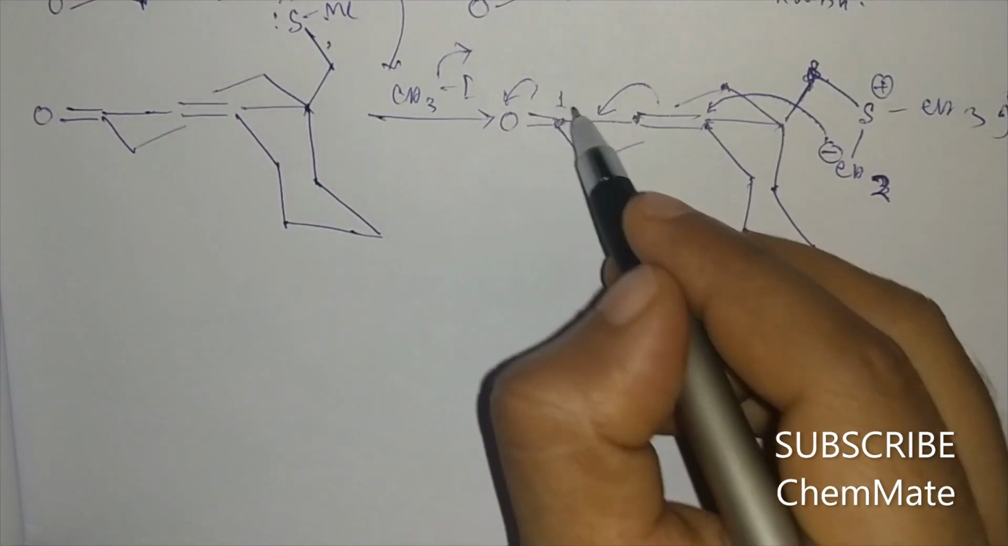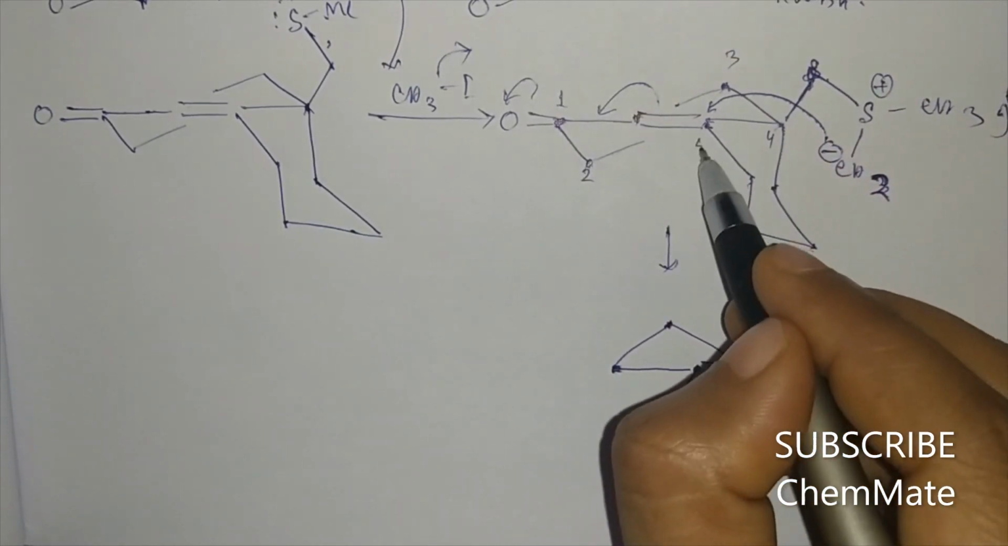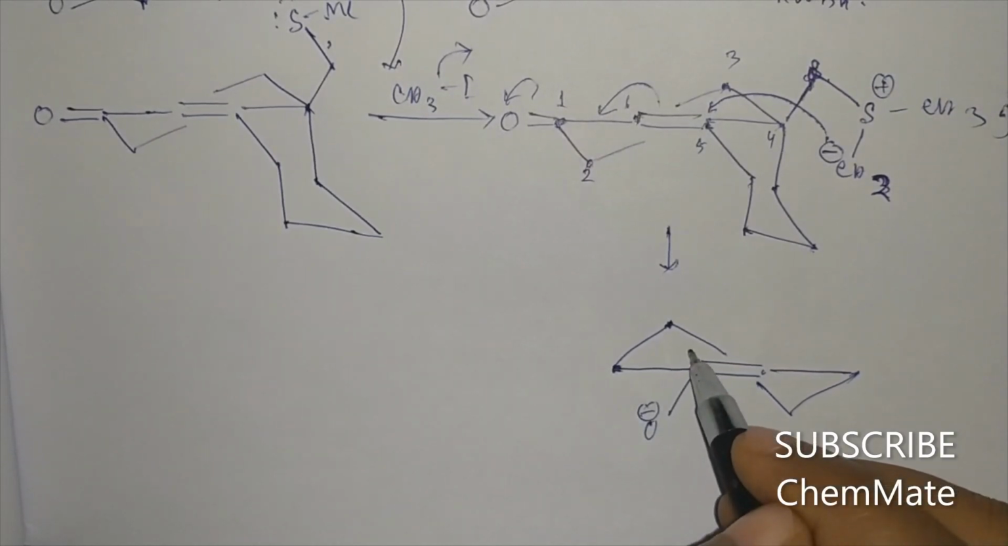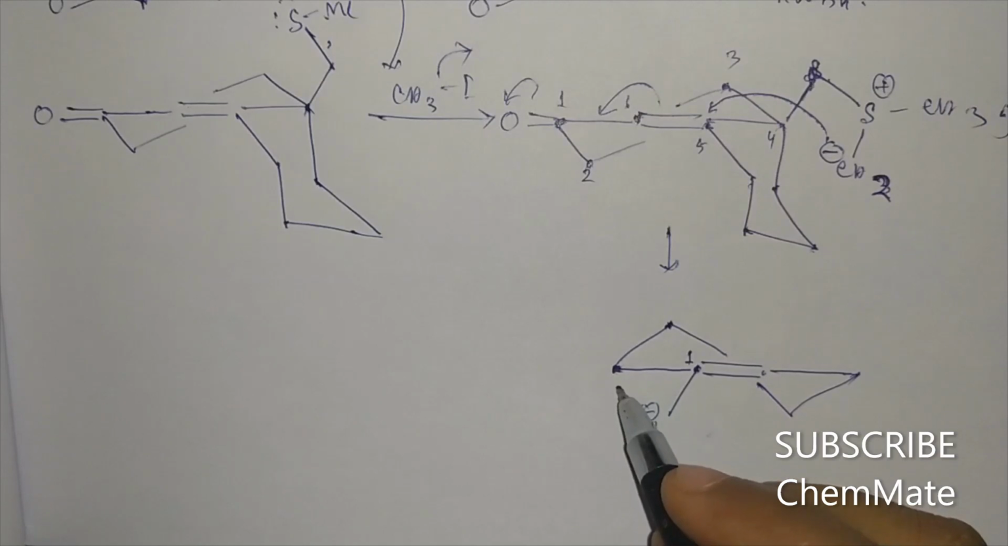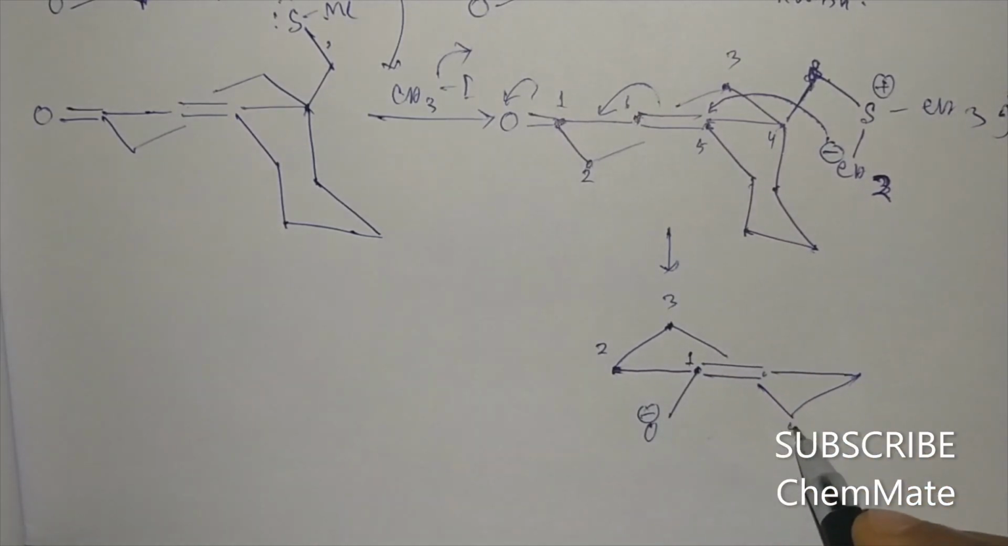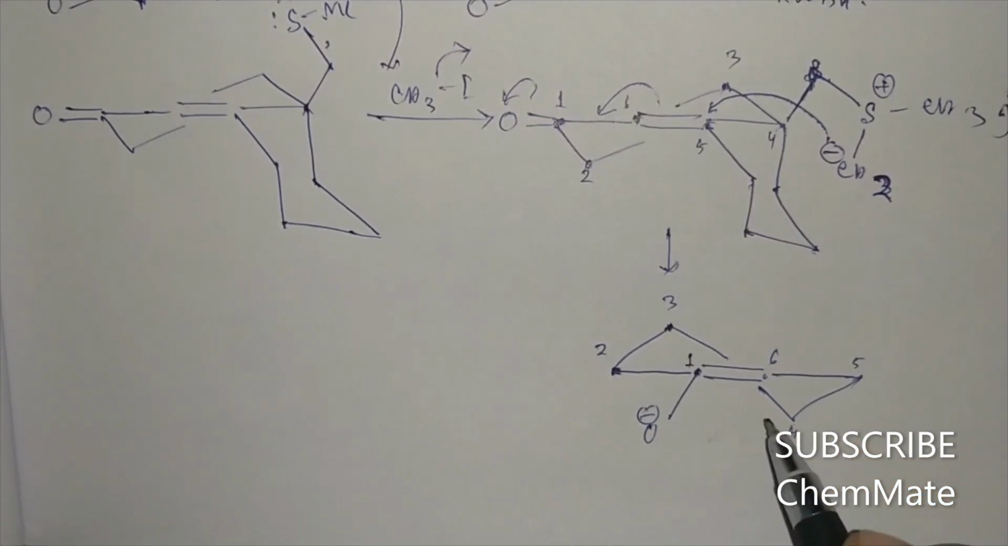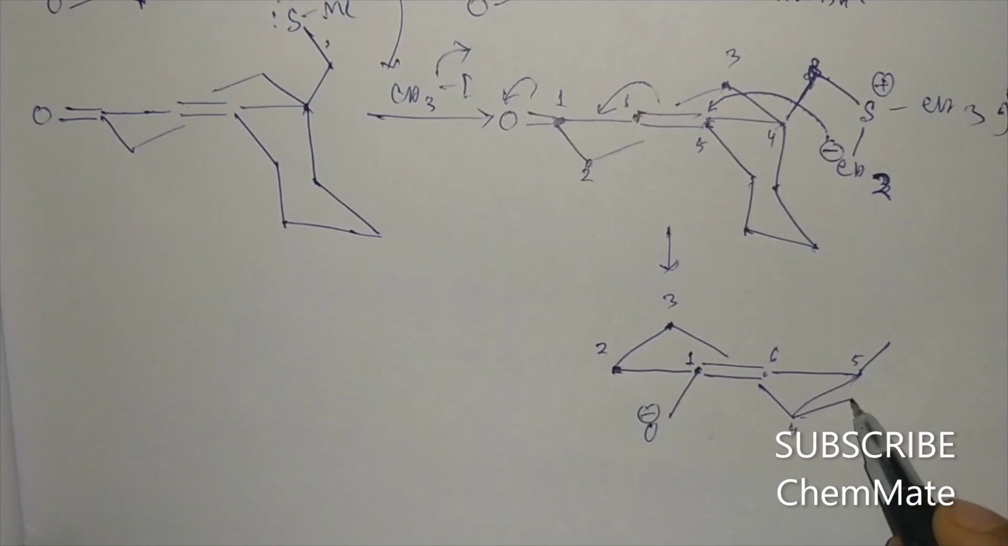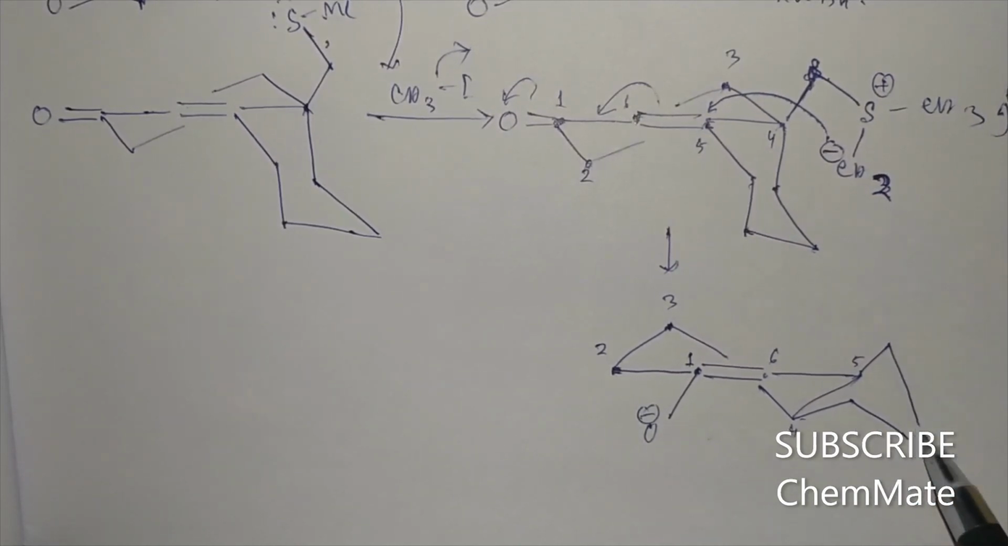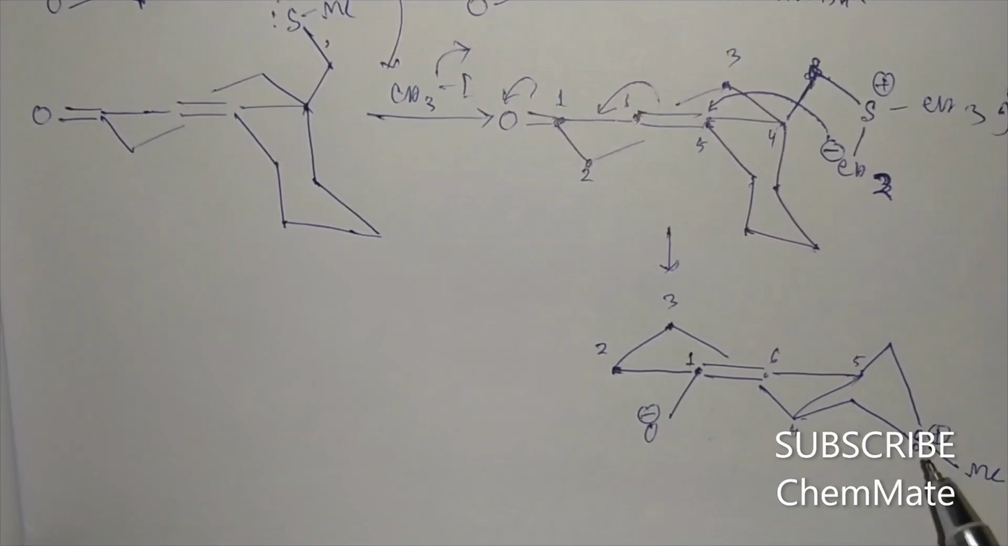Let's say this is 1, 2, 3, 4, 5, 6. Now this is 1, this is 2, 3, 4, 5, 6. So the stereochemistry of these two will be like this, and the six member ring will be here.